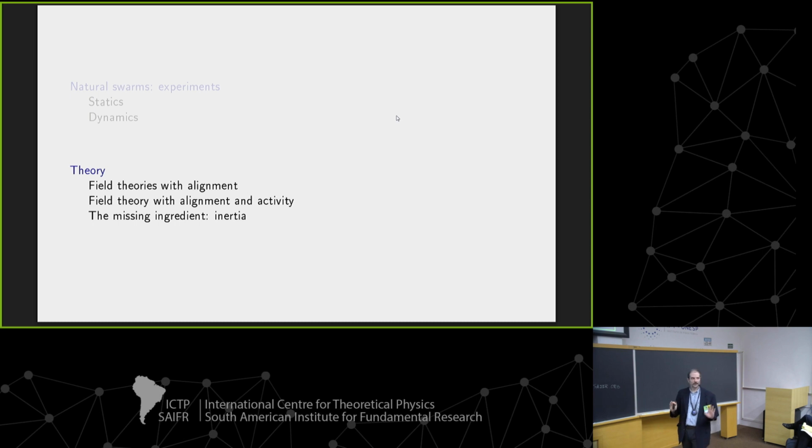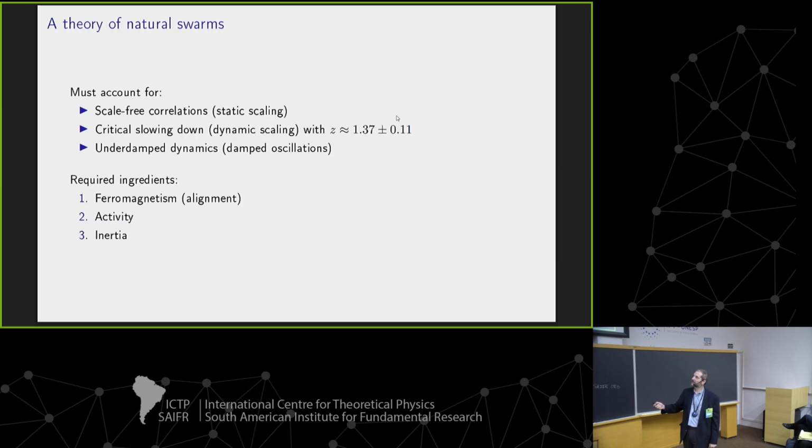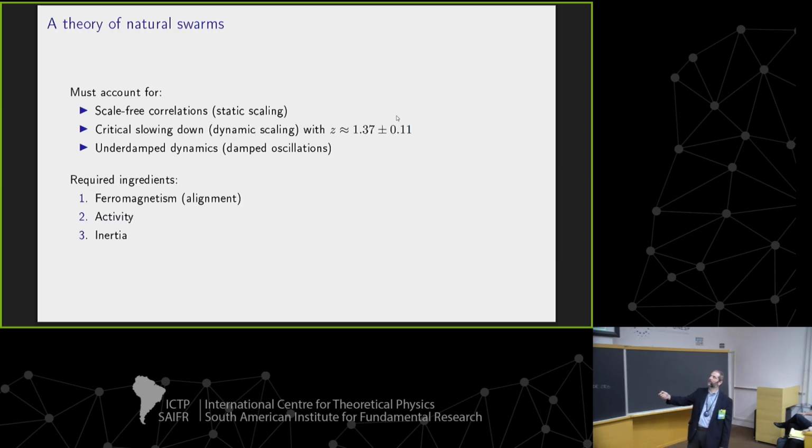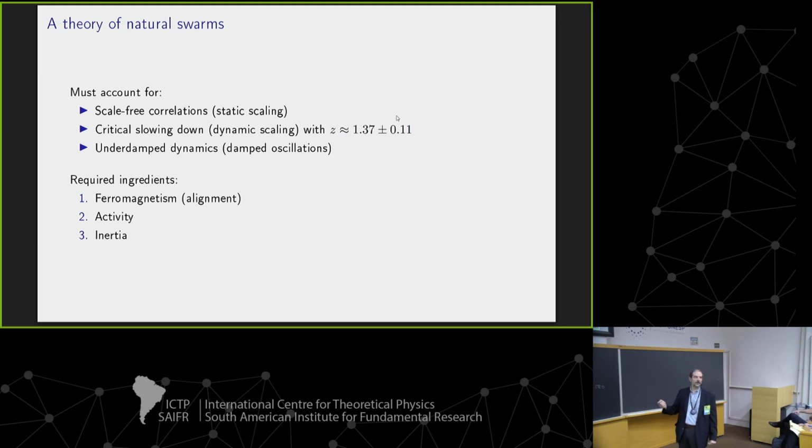So, in a nutshell, these are the experiments. This took quite a while to do and to interpret, but these are the ideas, and this picture is what we are now trying to put together into a coherent theory. And what I will try to tell you is that this theory needs three things. The theory must account for the presence of scale-free correlations, so static scaling, critical slowing down or dynamic scaling, and underdamped effects or inertial effects.